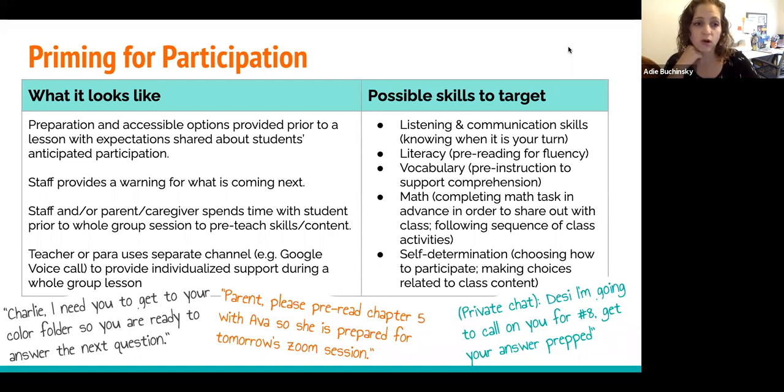The teacher or para, whatever staff member is involved, service provider, anybody, could privately communicate using a separate channel. So you might have a Zoom lesson and then a Google Voice call happening on the side, or a private chat in Zoom to the caregiver who's supporting the student, to say either in advance, a day or so in advance, hey, parent, caregiver, can you please pre-read chapter 5 with Ava so she's prepared for tomorrow's Zoom?